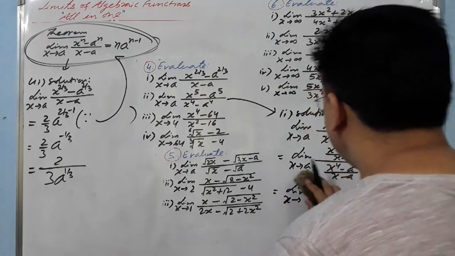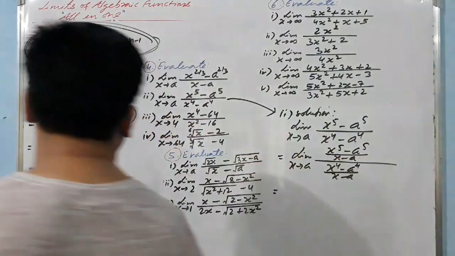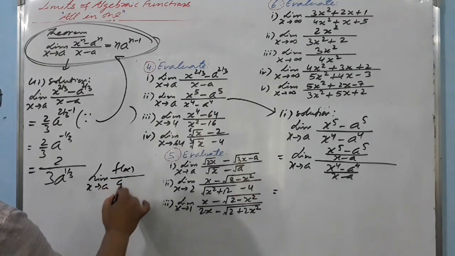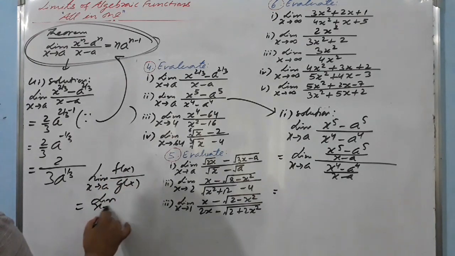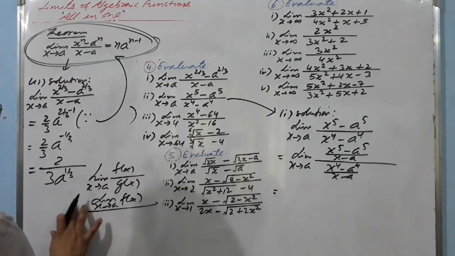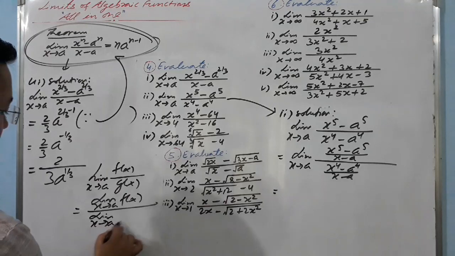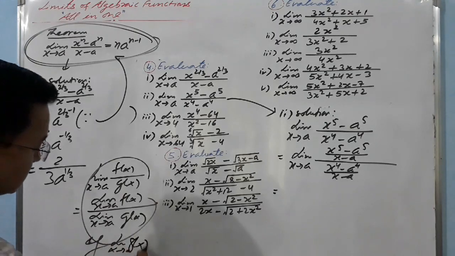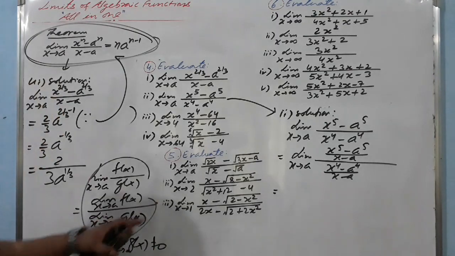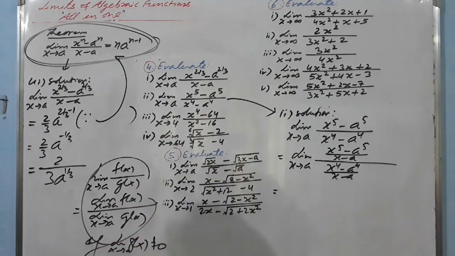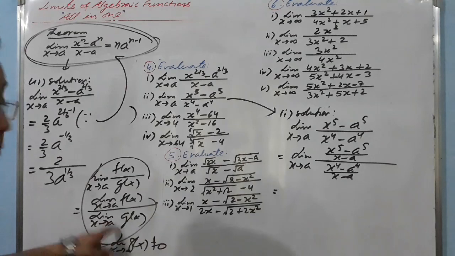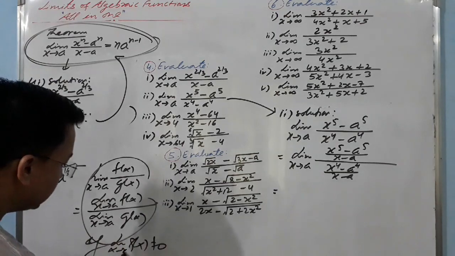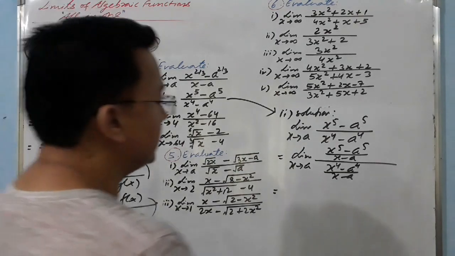In the limit theorems we have studied this one. The limit as x tends to a of f of x over g of x can be written as the limit as x tends to a of f of x over the limit as x tends to a of g of x, provided the limit of g of x as x tends to a is not equal to 0. So using this, we can write it here.